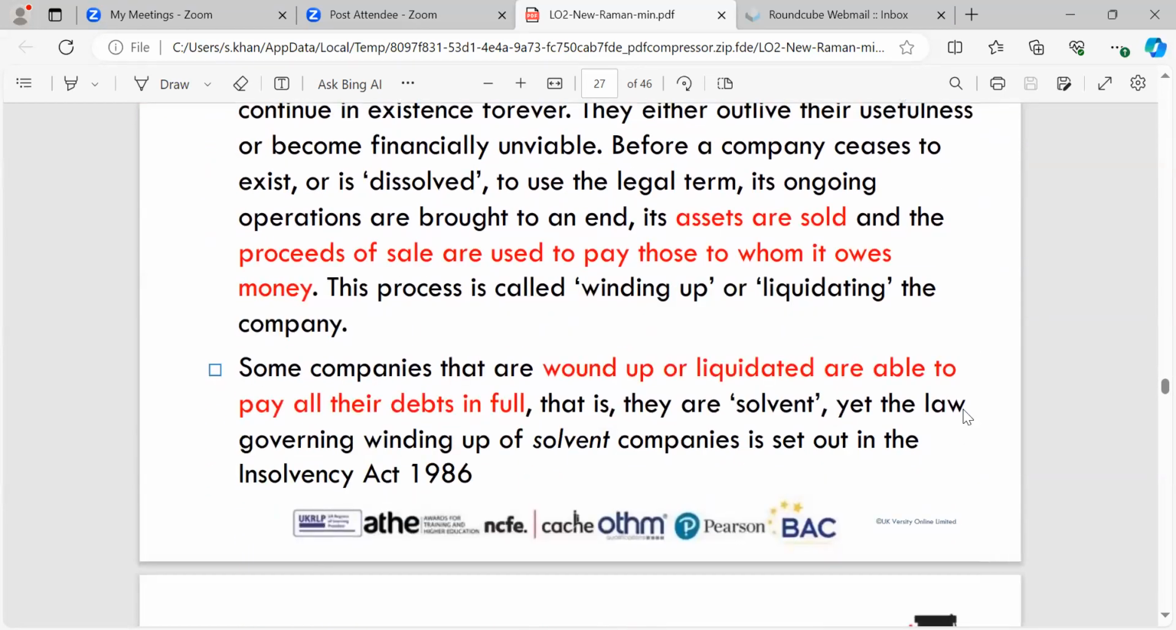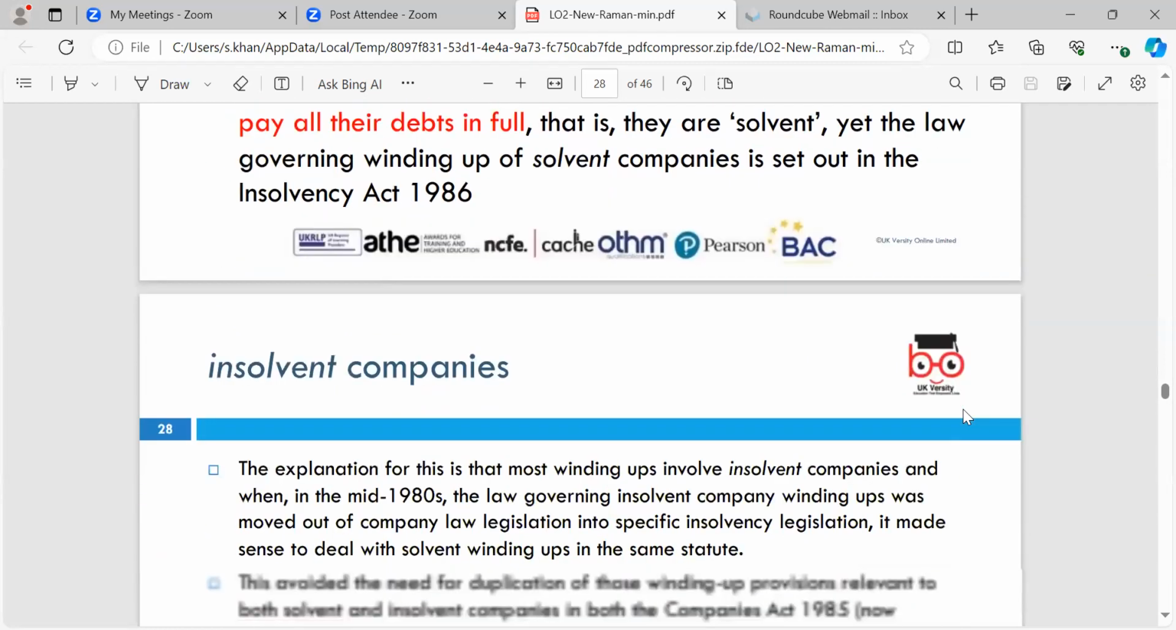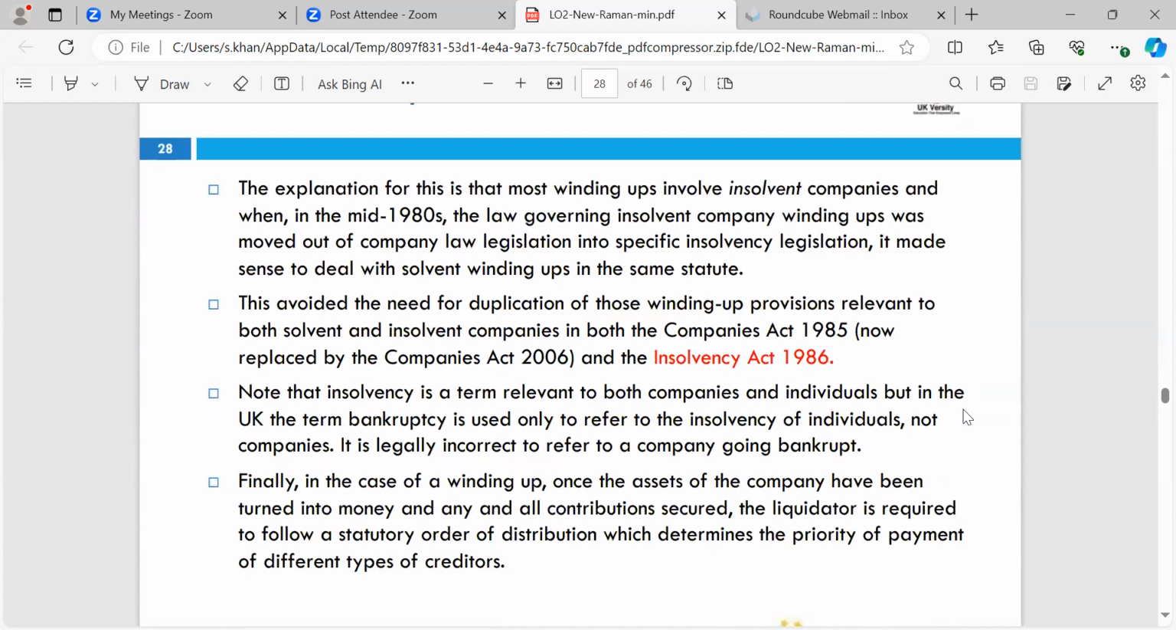Some companies that are wound up or liquidated are able to pay off their debts. That's why they are solvent, yet the law governing winding up of solvent companies is set out in the Insolvency Act 1986. The explanation for this is that most winding ups involve insolvent companies, and when in the mid-1980s the law governing insolvent companies' winding up was moved out of company law legislation into specific insolvency legislation, it made sense to deal with the solvent windings up in the same statute.